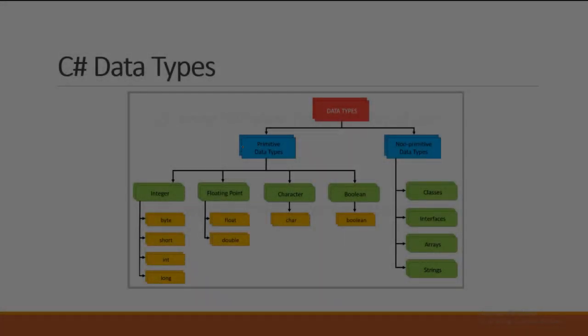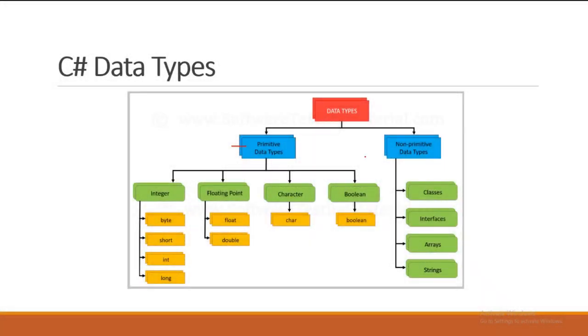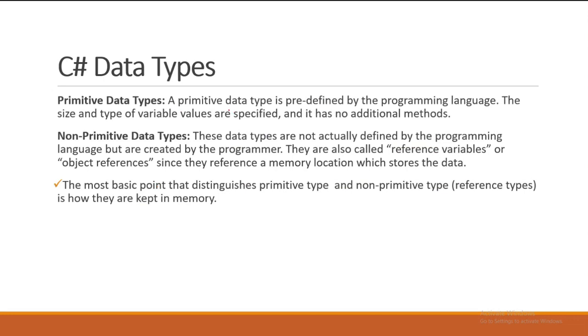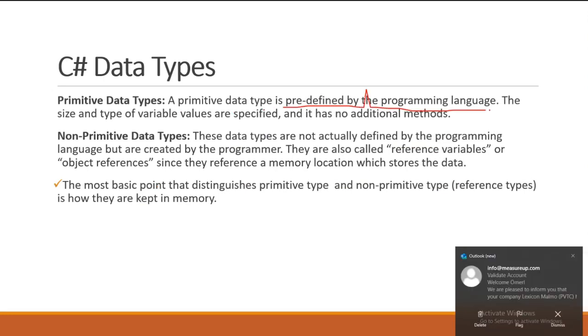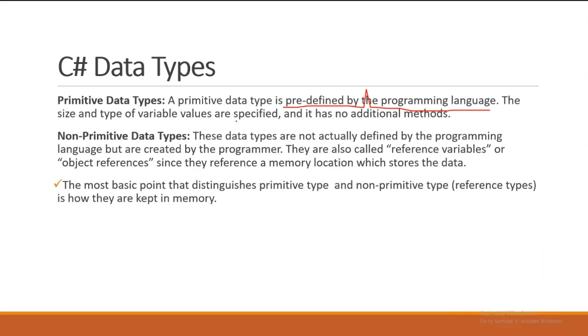Data types in C# that we have: primitive data types and non-primitive data types. Primitive data types are predefined by the programming language, already defined. The size and type of variable values are specified and it has no additional methods. And non-primitive data types are not actually defined by the programming language, but are created by the programs that we are going to create. And they have additional methods that we can also create methods for.